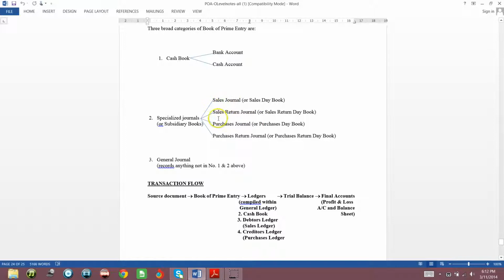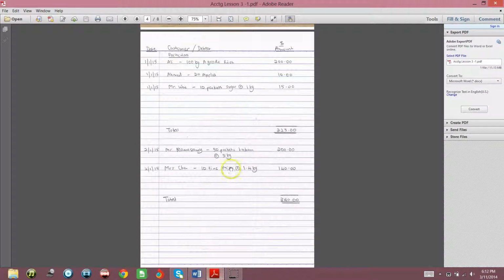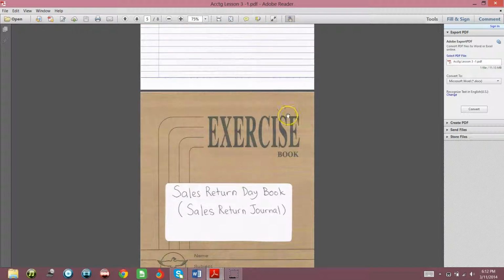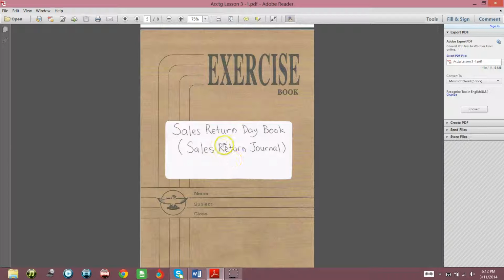But what if a credit customer returns the goods and they say offset on account? That means offset against the amount owing to or from them. Then imagine if we go and do some kind of cancellation or use some liquid paper and put a new amount and write some remarks, it's going to be very messy. So we will have another exercise book that we label sales return day book. Another word for sales return day book is sales return journal. So I will have another exercise book for this.